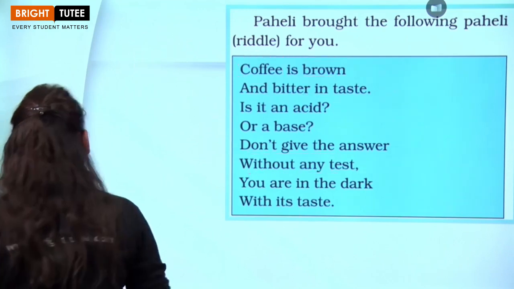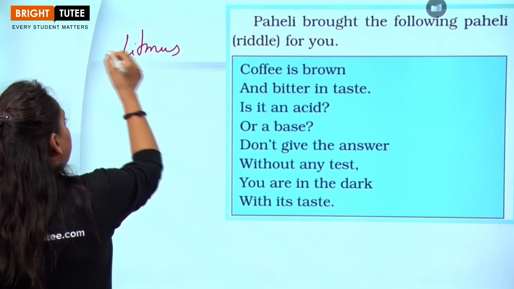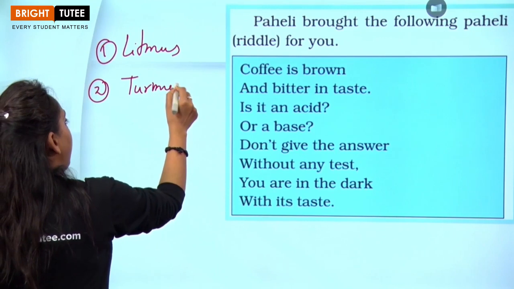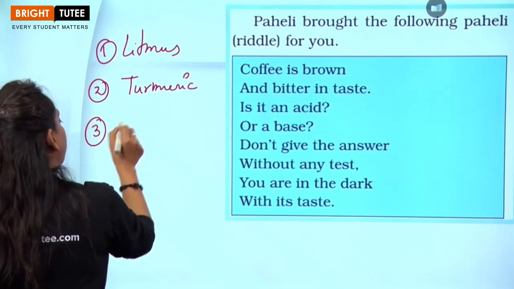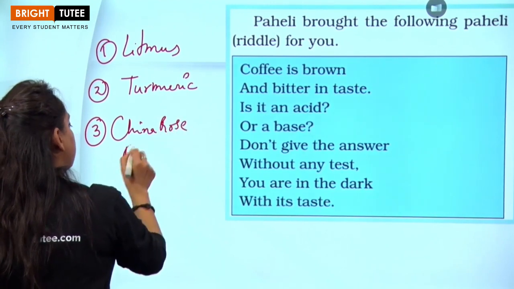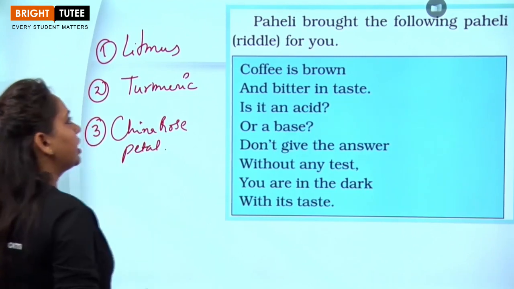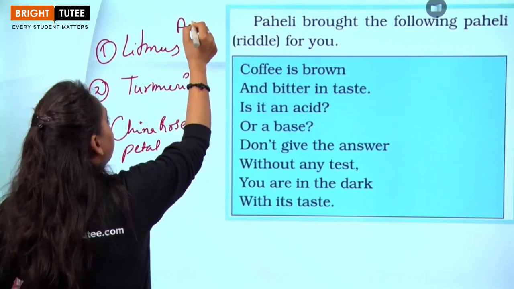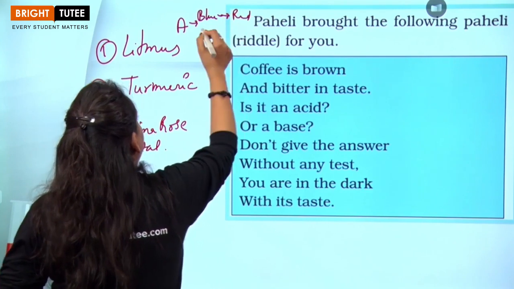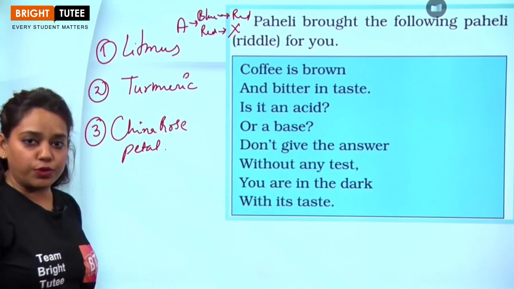And what are the three indicators that we have studied? We have studied about litmus, then we studied about turmeric, and finally we have discussed China rose petals. The solution of China rose petals is slightly red in color, okay? And what were the color changes? In case of acids, blue litmus is converted into red color, and red litmus does not change its color, that is, there is no change in color.